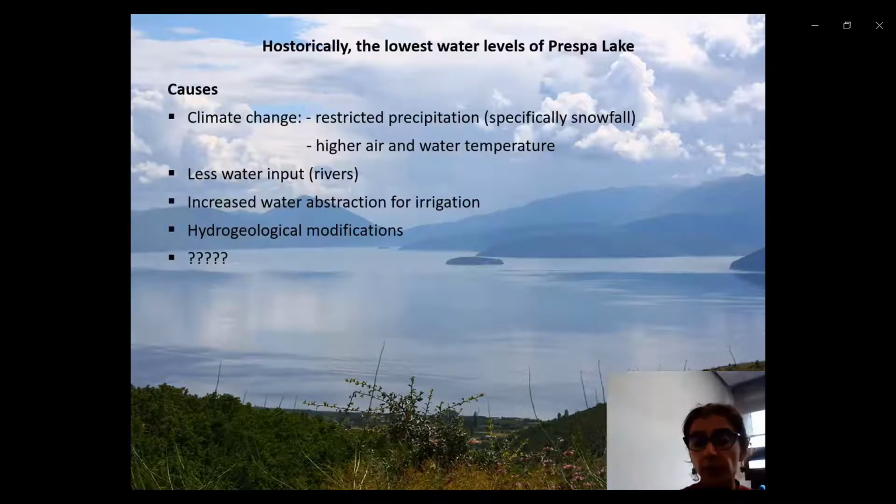So what is meant by this? Earthquakes. This is an area where there have been several important earthquakes over the past years, and one was a couple of years ago, and some people were even thinking that this may be a reason why more water is going from Prespa to Ohrid Lake, although this hasn't been studied and it's not really known.